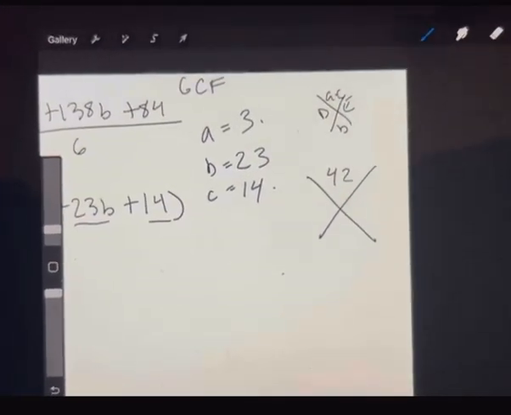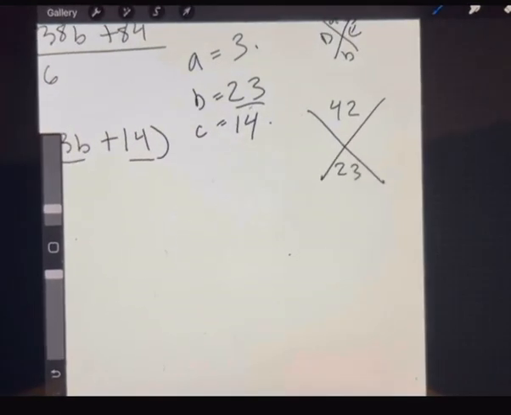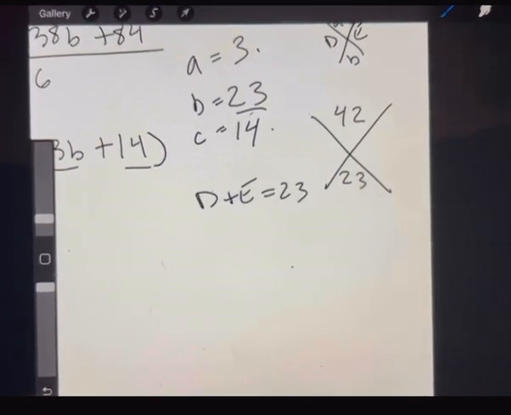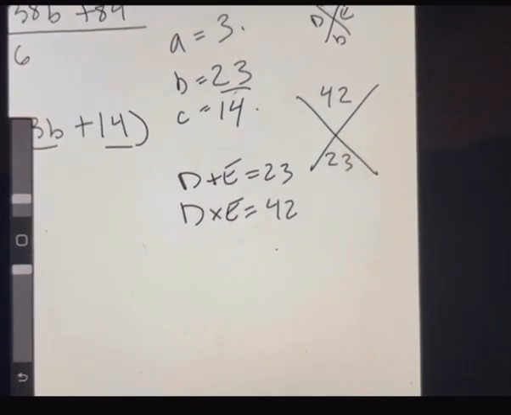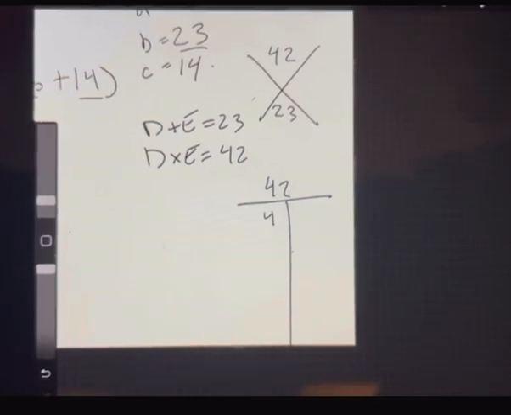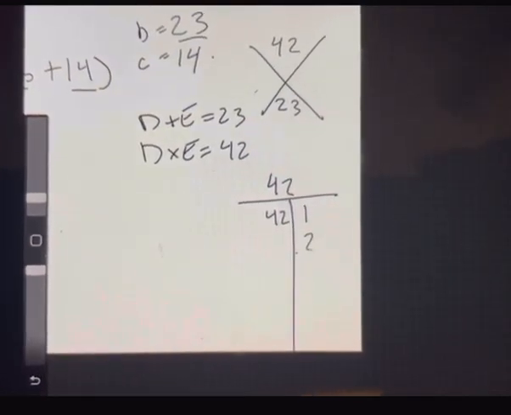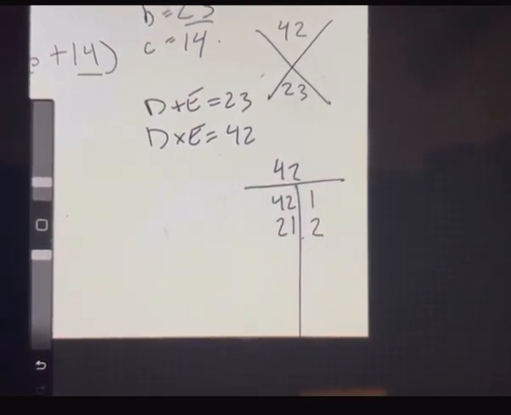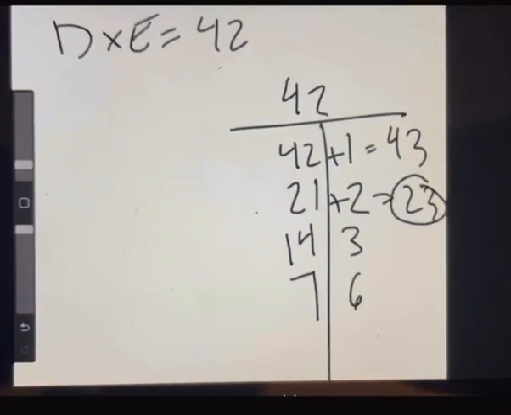and since our top box is A times C, the top would be 42 and the bottom would be 23 since it's B. So now we have to figure out what added together would equal 23 and multiplied together would equal 42. And again, since you could add anything together to get 23, we're not going to figure out all of those things, just figuring out what would multiply together to get 42. 42 and 1, 2 and 21, 14 and 3, and 7 and 6.